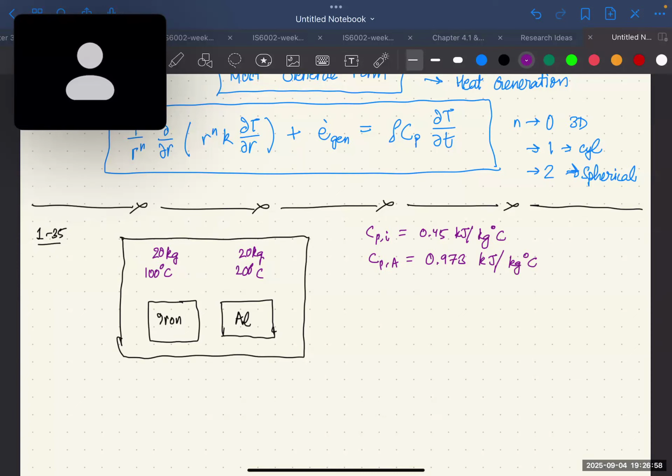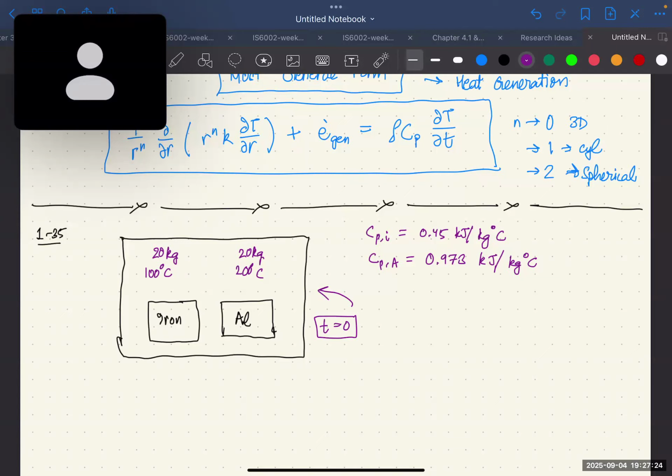Anything is fine. Usually, the specific heats are dependent on temperature, but in general, they don't vary much with smaller changes in temperature. So that's why we can take them as constant. Ideally, we should be integrating. Now, this is the situation at t equals 0.